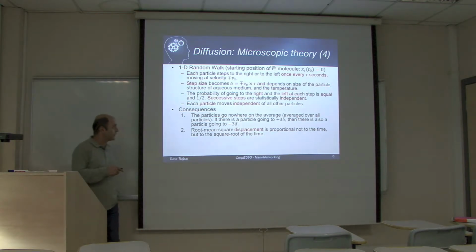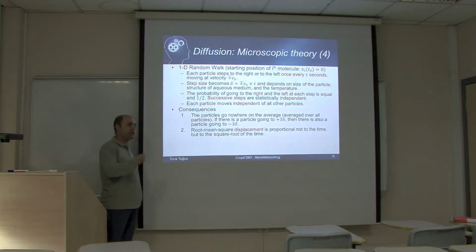Well, the first consequence is that the particles go nowhere on the average. That's actually what we discussed. So averaged over all particles, the mean will be at 0. For example, if there's a particle going 3 steps to the right, then probably, I cannot guarantee that, but on the average over all particles, there will be something going 3 to the left. Or maybe one is going 2 to the left, another one is going 1 to the left, whatever. Since these are equally likely, they will be balancing each other.